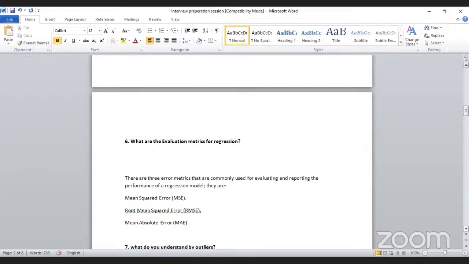So what are the evaluation metrics for regression? We have three error metrics for evaluating and reporting the performance of a regression model. And what are they? Mean squared error, root mean squared error, and mean absolute error.